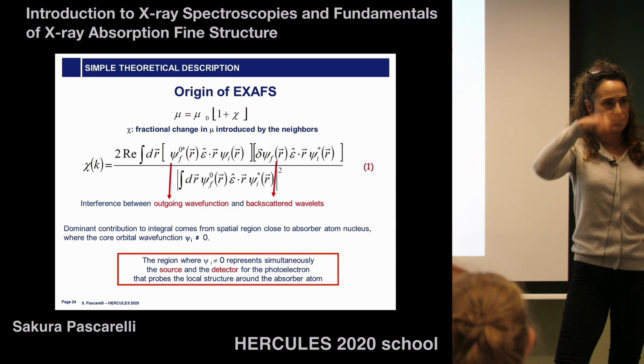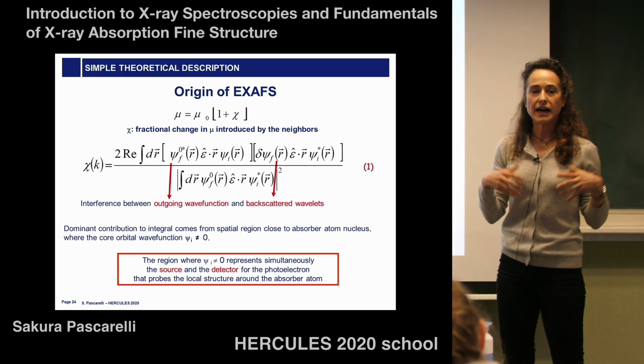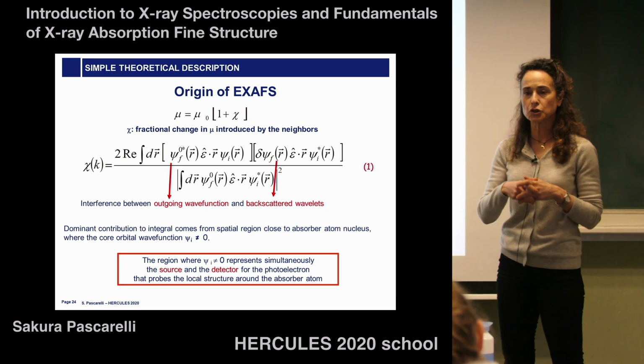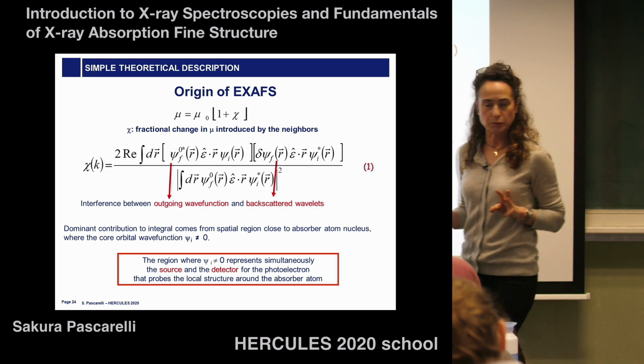So we have our nice EXAFS spectrum, we have isolated the oscillations, and now we want to analyze this data. So we're not going to do a course on data analysis because we don't have time, but I'm just going to tell you a little bit of the principles. How do we do it?